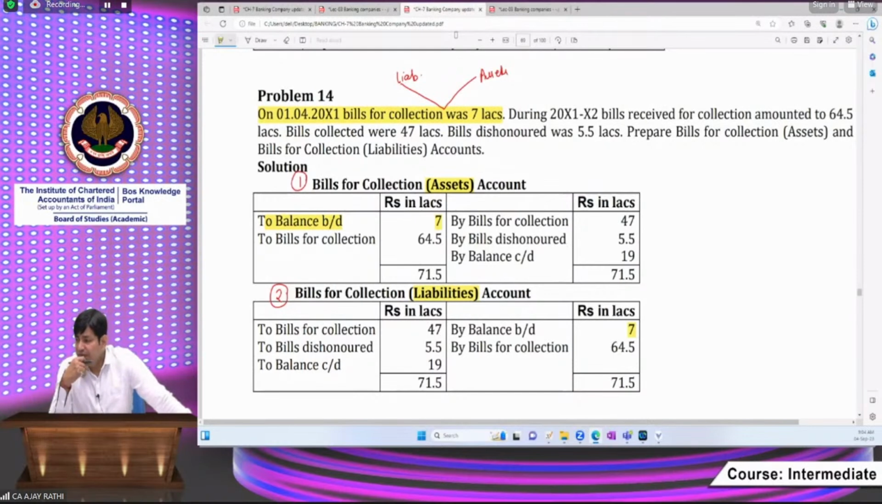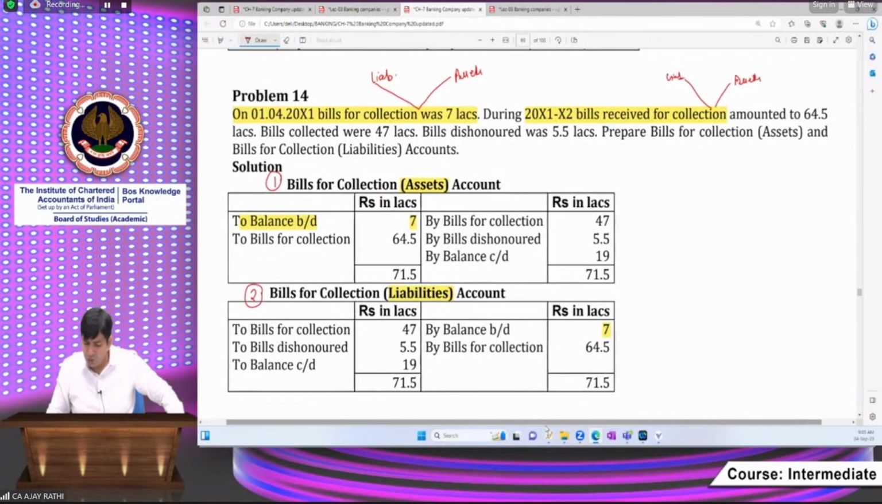Now the question is saying that during this year, bills received for collection. Remember these are not bills discounted. Don't pass the entry of bills purchased and discounted; that was in case of discounting. Now the bills have been received for collection. Those are just handed over. For these, again we have to record on both sides, assets and liability side. So can we say the entry will be bills for collection assets 64 lakh debit to bills for collection liability also. So easy.